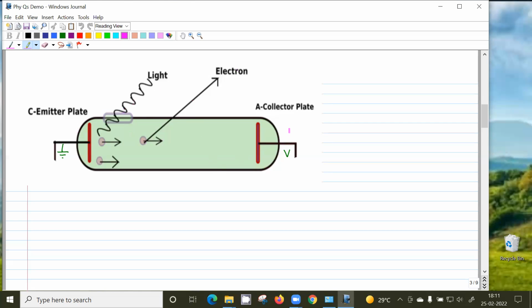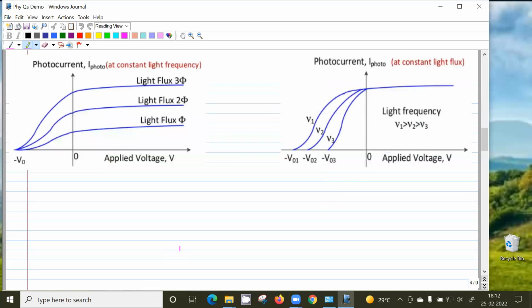So should this plate be positive or negative? The right plate. Positive, sir. Yes, positive, to attract electrons. The current will flow in the reverse direction because electrons are negatively charged. So one of the characteristics.